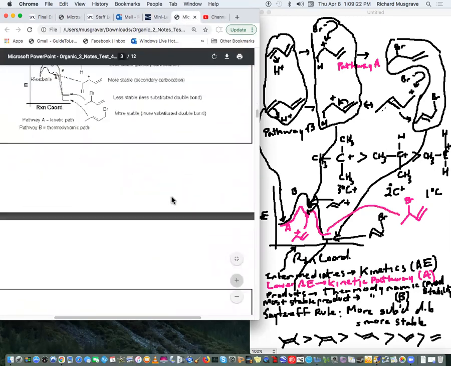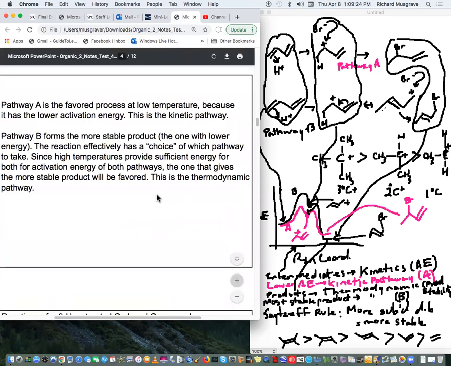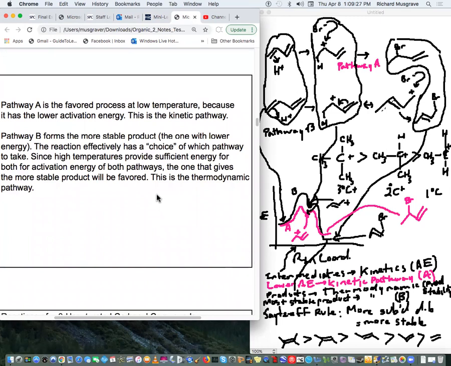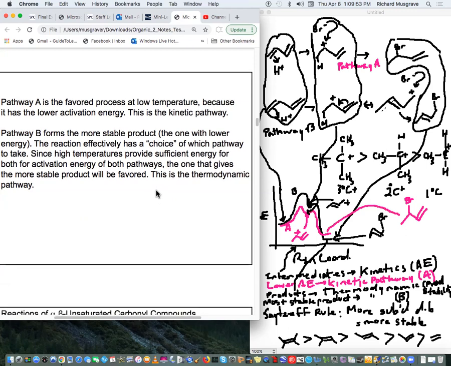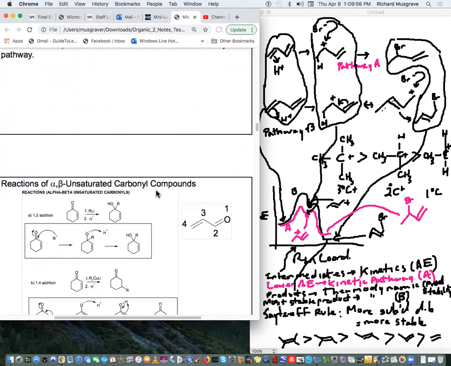Let's take a look at the next portion then. I do have an explanation here as well. You can take a read of that. Pathway A is a favored process at low temperature because it has lower activation energy. This is the kinetic pathway. Pathway B forms a more stable product, the one with lower energy. The reaction effectively has a choice which pathway to take, since high temperatures provide sufficient energy for both activation energies of both pathways. The one that gives the more stable product will be favored. This is the thermodynamic pathway. So that's basically what I was saying earlier, but it is there as well in black and white.